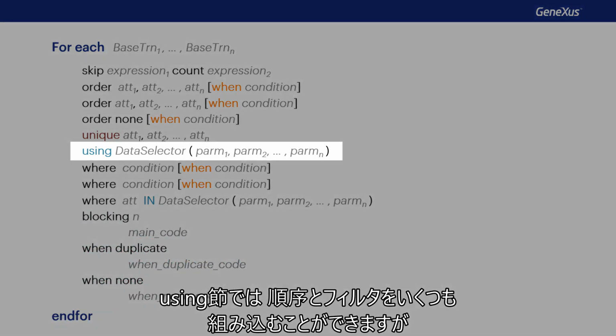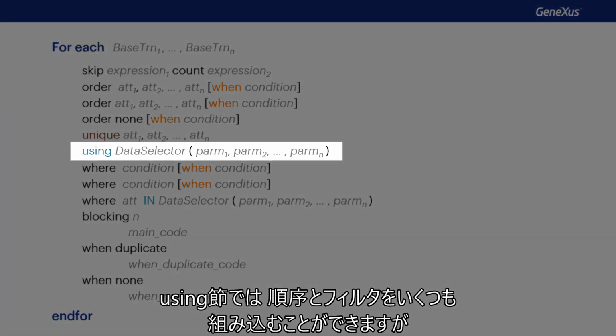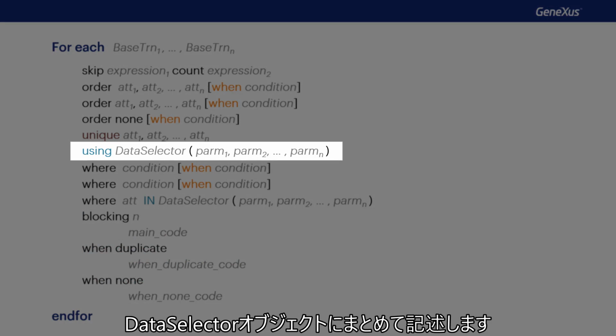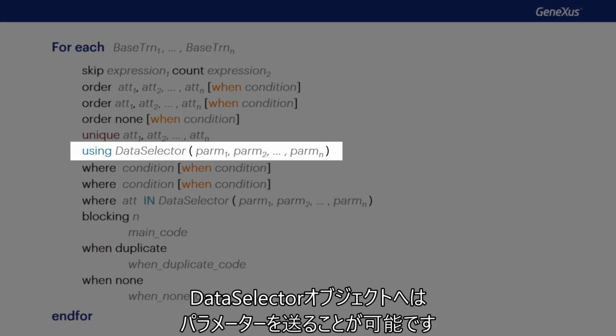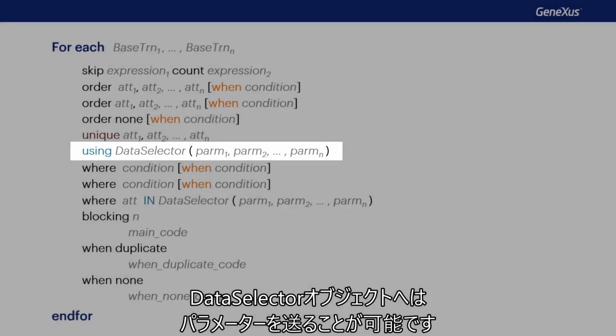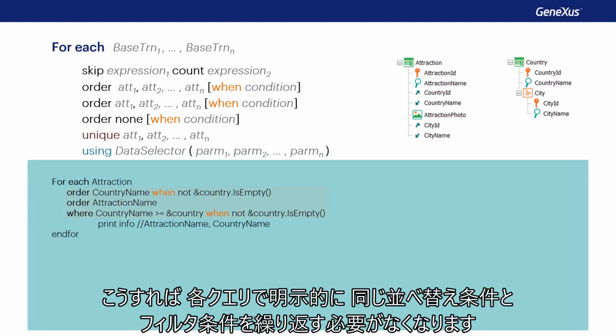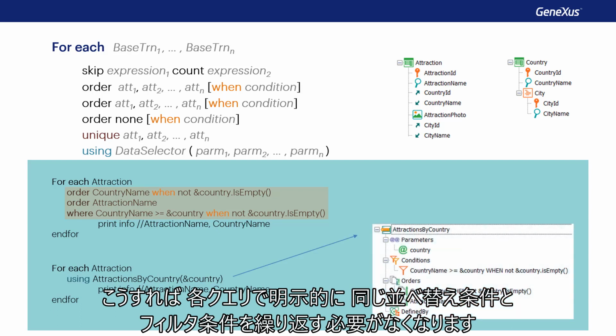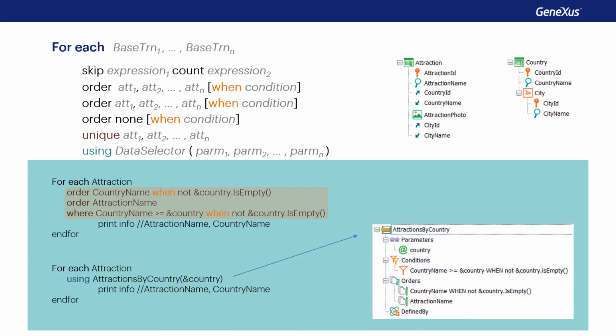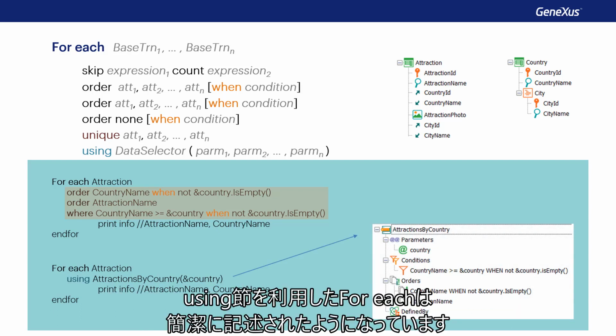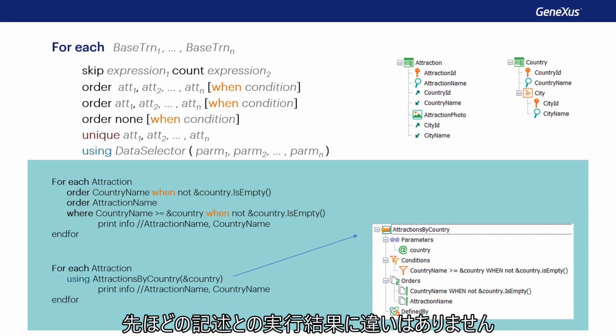The using clause allows us to incorporate more orders and filters, but centralized in a data selector object, which makes it possible to send parameters to it. In this way, we don't have to repeat those same sort and filter criteria explicitly in each query. As far as the for each is concerned, it's as if they've been written explicitly. It makes no difference.